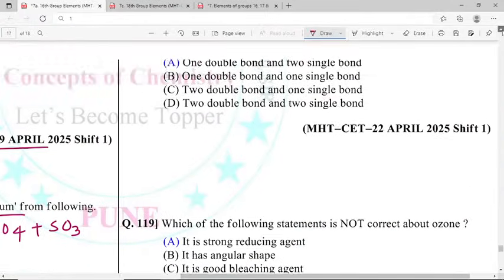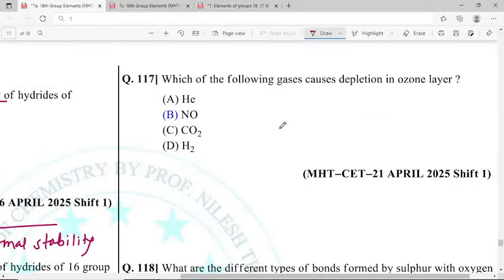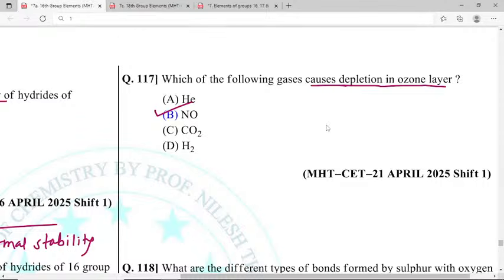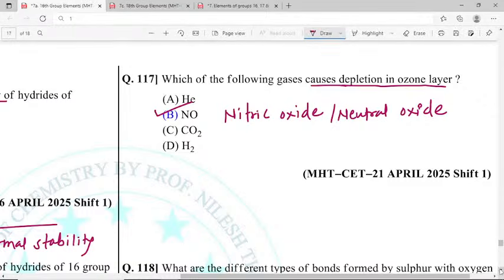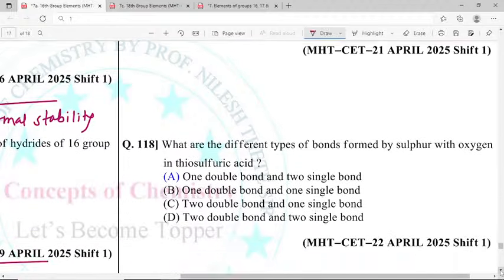Okay, next question. Which of the following gases cause ozone depletion? Depletion in the ozone layer. Nitric oxide. This is called nitric oxide, and it is a neutral oxide. Nitric oxide is a neutral oxide that causes ozone depletion in the stratosphere.